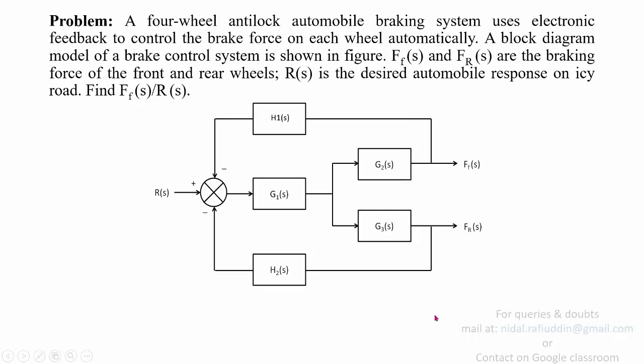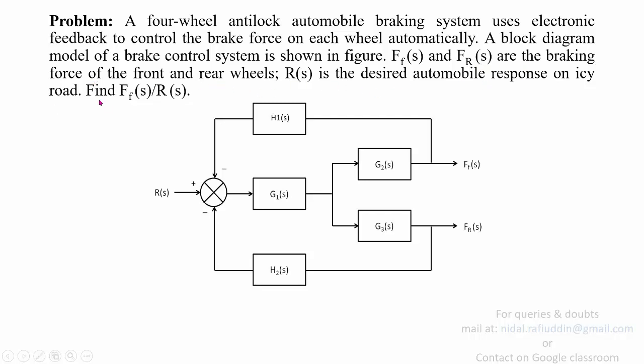It's a four-wheel anti-lock automobile braking system. It uses electronic feedback to control the brake force on each wheel automatically. A block diagram model of a brake control system is shown in the figure. FF and FR are the braking forces of the front and rear wheels. RS is the desired automobile response on an icy road.